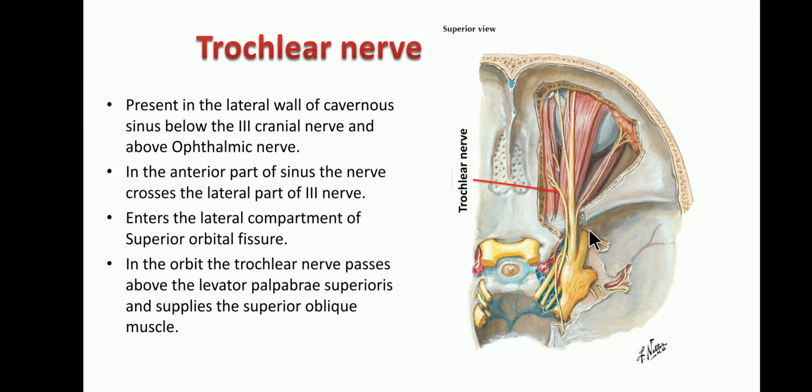Okay, so here it is present between the roof and above the levator palpebrae superioris. So this muscle is the levator palpebrae superioris. It ascends above this muscle and then passes more medially and then supplies the superior oblique muscle from the orbital surface.